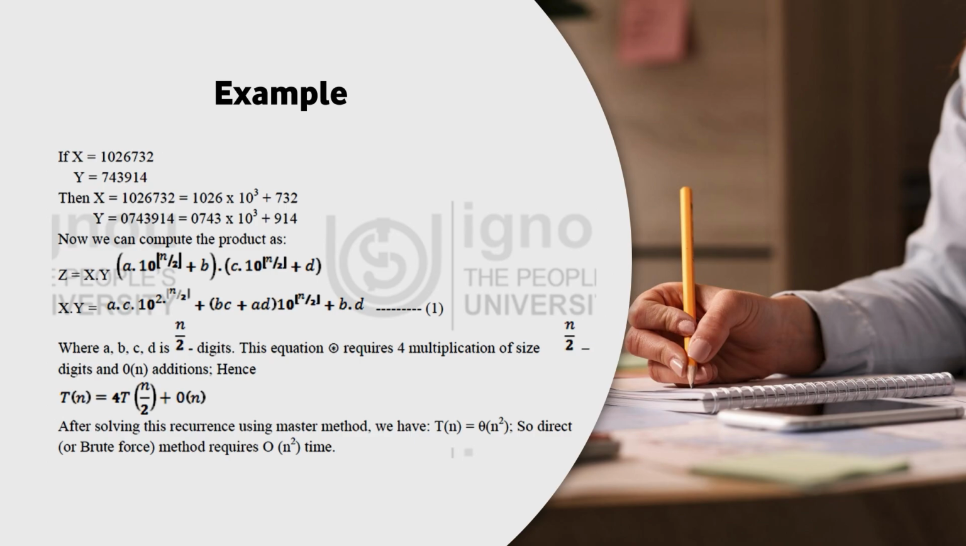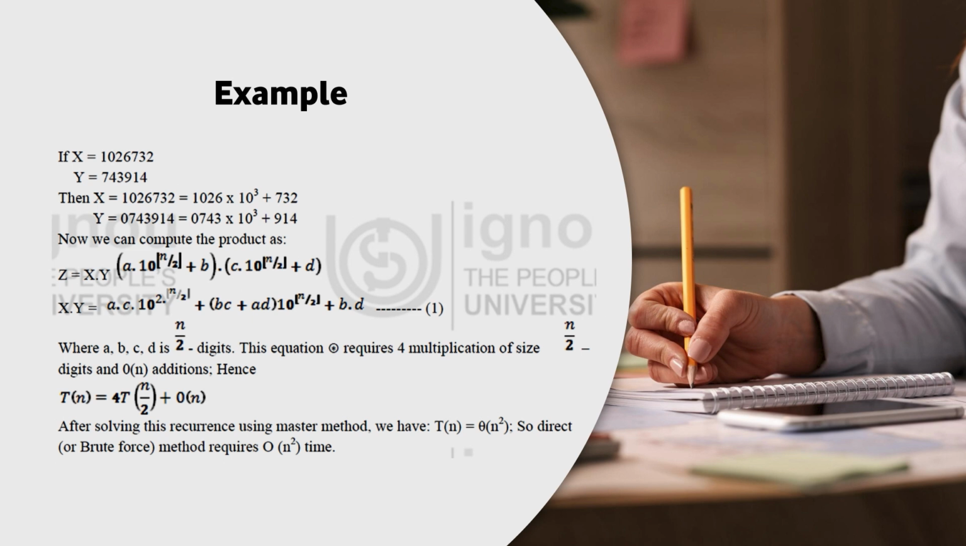In order to obtain the original number, you multiply 1026 by 1000 and add the other number. So 1026 is multiplied by 10 raised to power 3. Here we take the floor of n by 2, because there are 7 digits, and 7 divided by 2 is 3.5, whose floor value is 3. Then you add 732 to it and you get the original number.